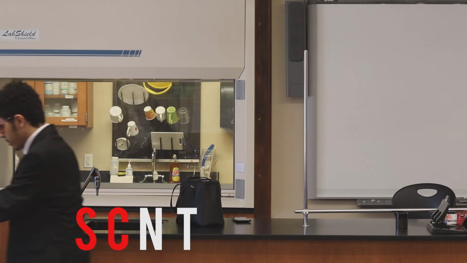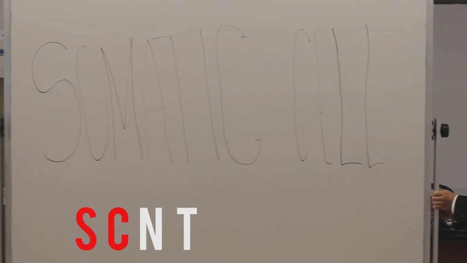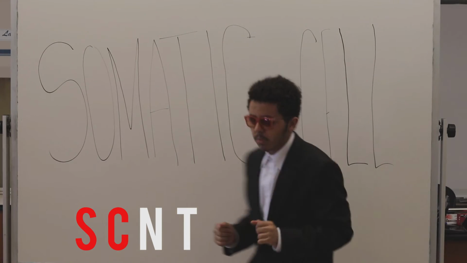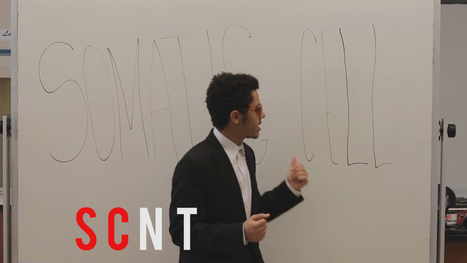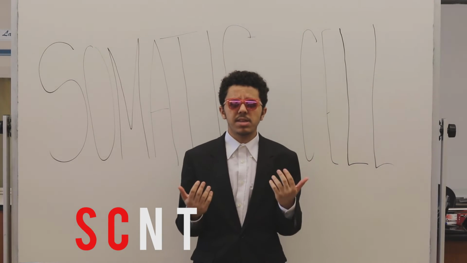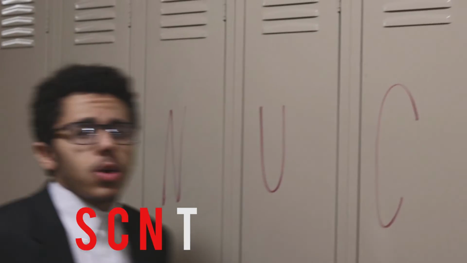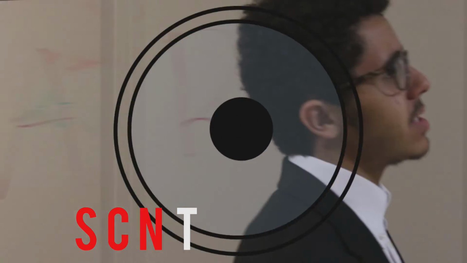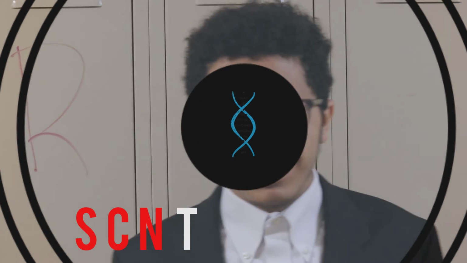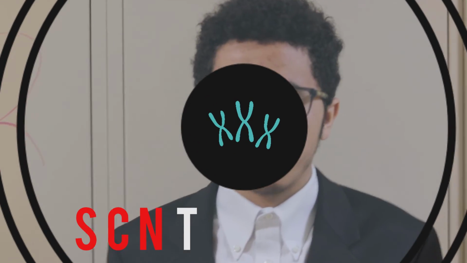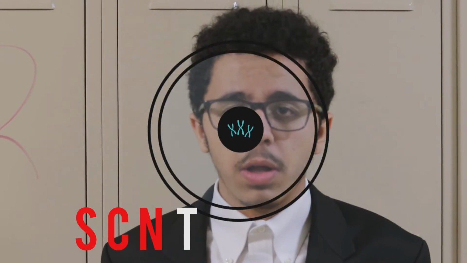Somatic cell nuclear transfer. Let's break it down. A somatic cell is, first and foremost, any cell that is not reproductive. Nuclear refers to the nucleus where a cell's DNA is held. This DNA is condensed into little packages called chromosomes, which contain the info that makes us, well, us.